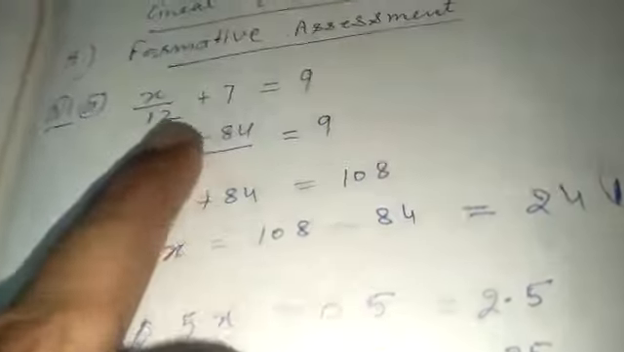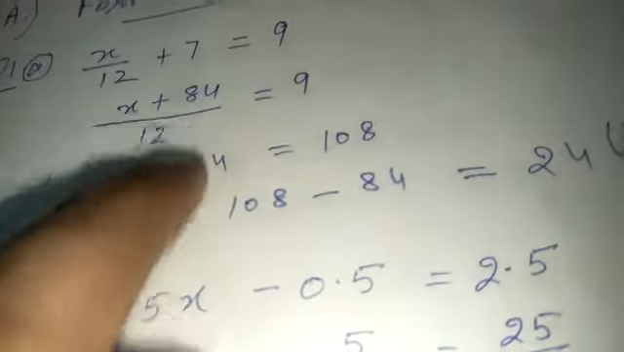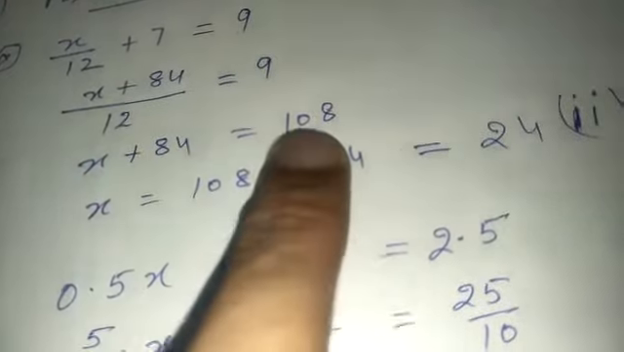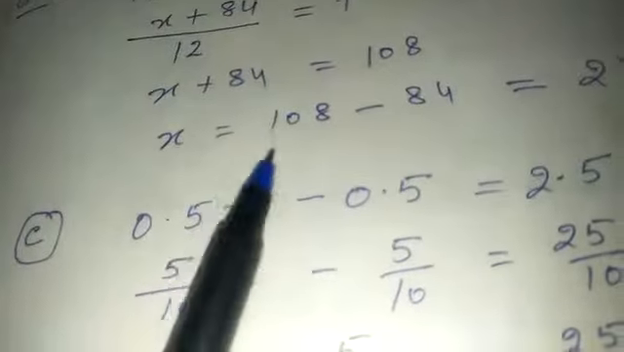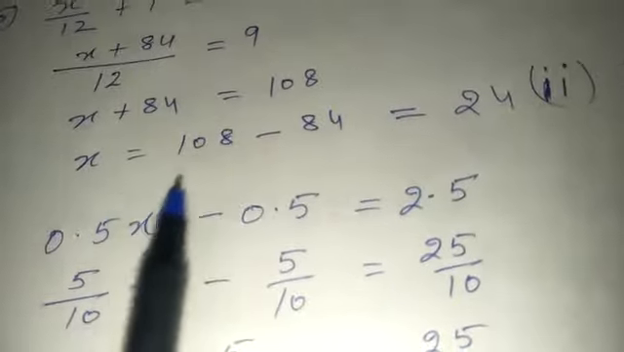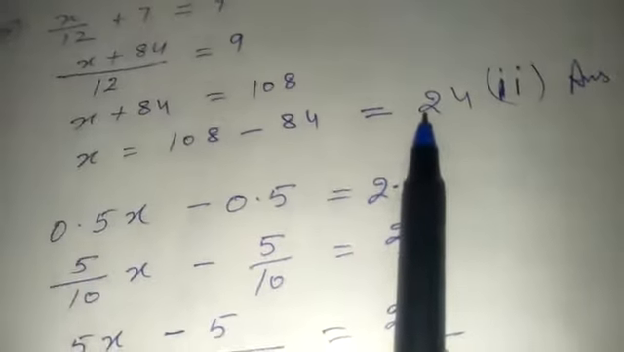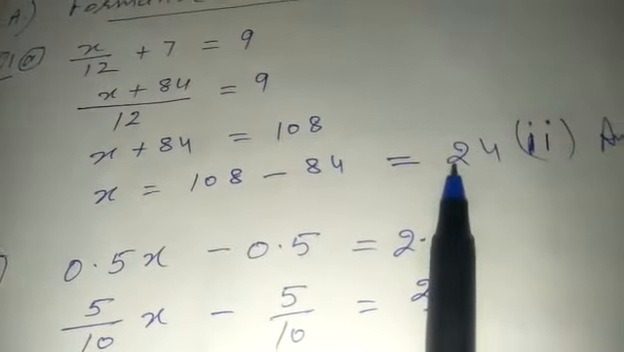Solve this. So, take 12 as LCM. x plus 12 times 7 is 84, is equal to 9. x plus 84 is equal to 108. 12 times 9 is 108. And then take this 84 this side. We will get x is equal to 108 minus 84 is equal to 24. So value of x is 24.